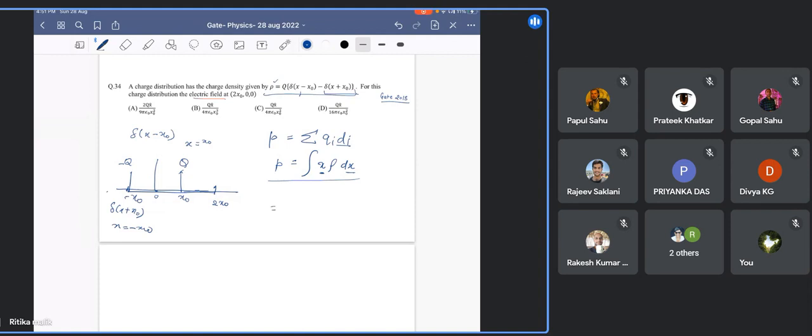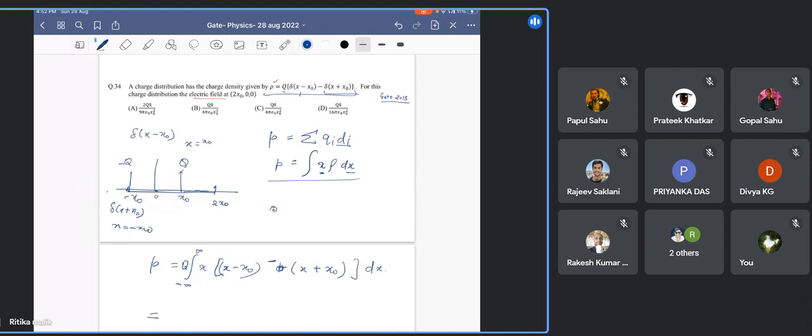So when we put this quantity of rho inside this integral, d is equal to x. Charge q is constant, so we take it outside the integral. x minus x naught plus x naught, plus minus x plus x naught into dx. The integral from minus infinity to infinity.